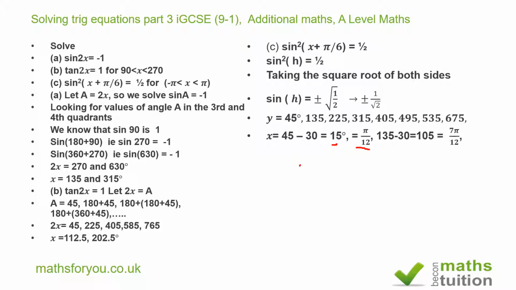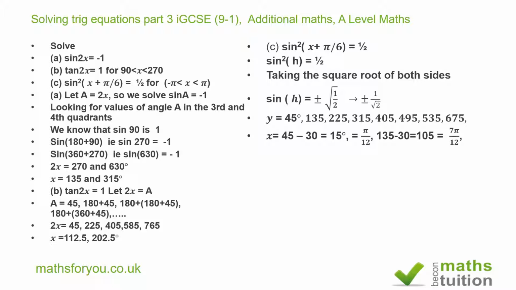So I do 15 divided by 180, because 180 degrees is pi radians, and then multiply by pi. Now, if I divide 15 by itself, I get 1. If I divide 180 by 15, I get 12. So in effect, 15 degrees is equivalent to pi over 12 radians.